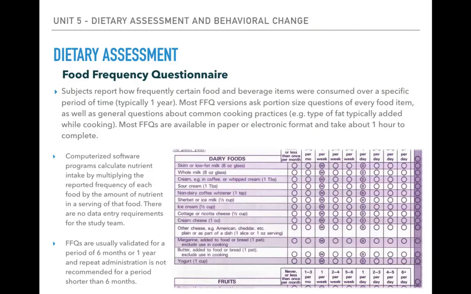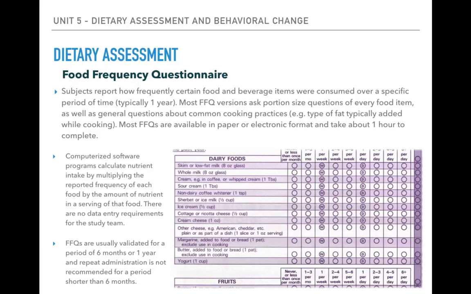Our third major form of dietary assessment is the food frequency questionnaire. And here subjects are asked questions such as, how many servings of green leafy vegetables do you consume in a week? And these can get quite detailed and most take about an hour to complete. Food frequency questionnaires tend to capture your behaviors in the last 6 to 12 months.